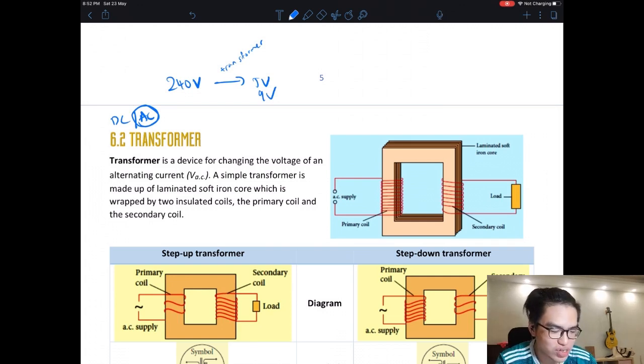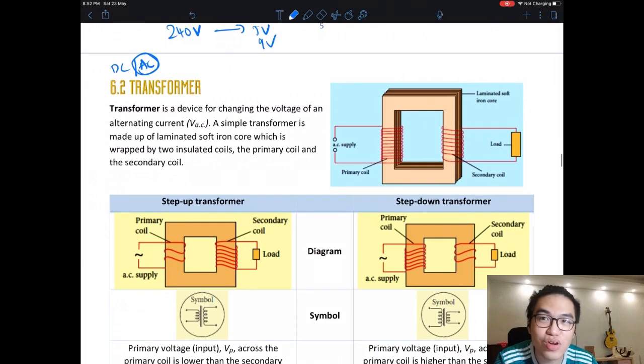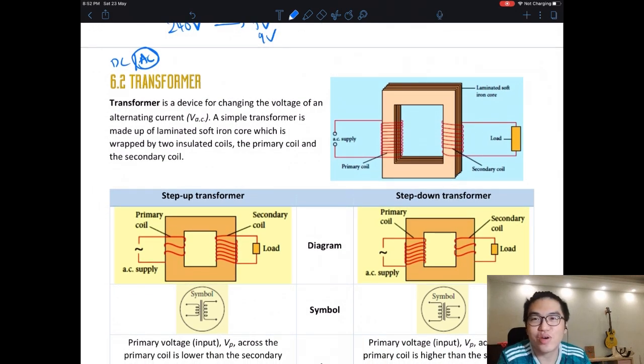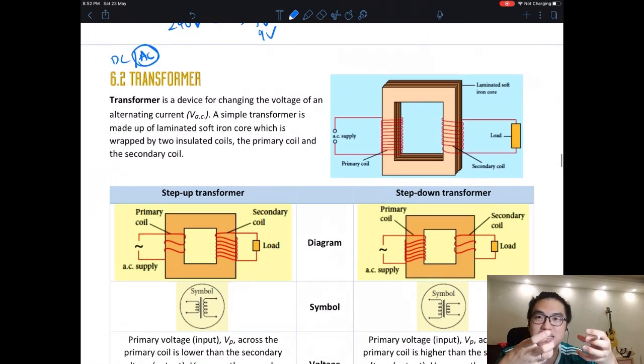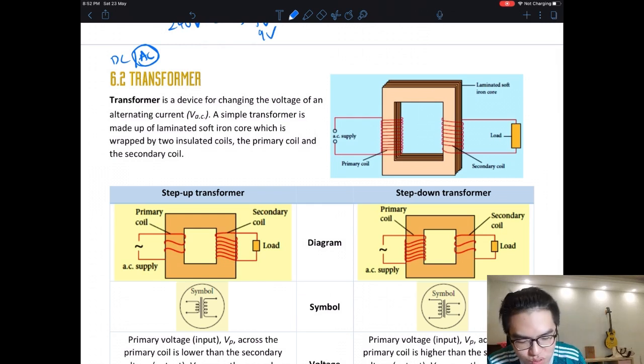So what does a transformer look like? Basically, it's not as interesting as the robot, of course. It's basically a squarish thing. This is actually a piece of iron, a square-shaped iron, something like a window. And then on one side you have wire, the other side you also have wire. Basically, that's a transformer.